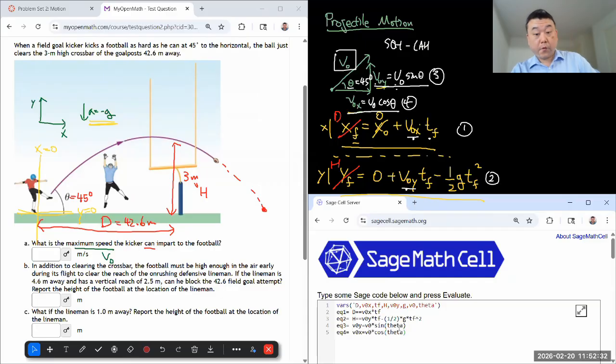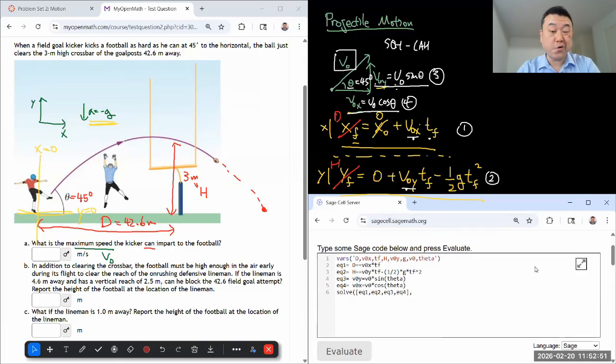So with these 4 equations defined, to solve it, I say solve. And then the list of these equations, equation 1, 2, 3, and 4. And give it the 4 unknowns it's solving for. And the rest of the symbols, my computer algebra system will treat as known.